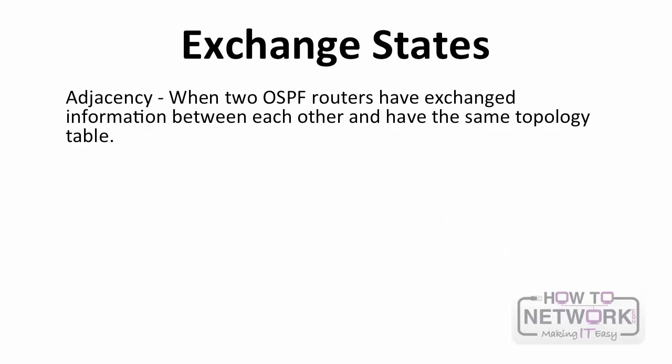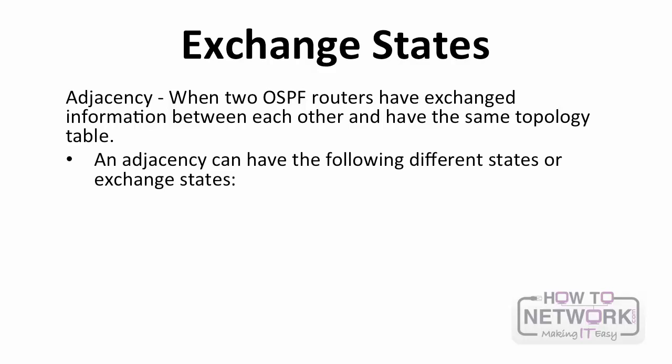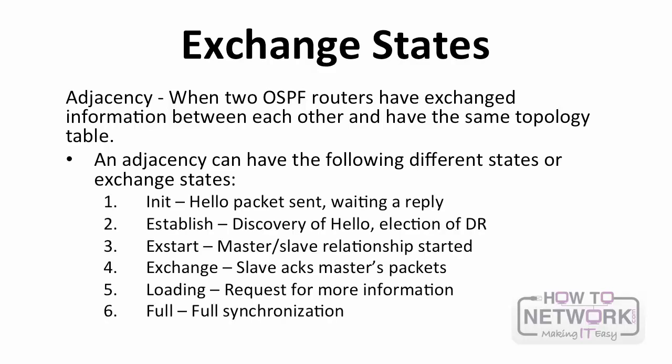So in order for two OSPF routers to communicate, they need to go through this process of exchange states. So you need to understand a basic concept of what these are. Here's the following states. There's the init state, where a hello packet has been sent by a router, it's waiting for a reply. Then the establishment state, where there's the discovery of that hello, and then the election of a DR in multi-access networks. The ExStart stage, where a master-slave relationship is started between two routers.